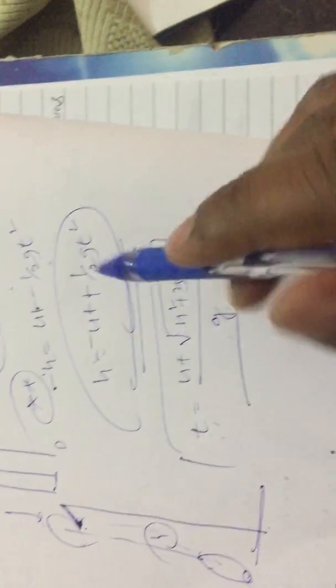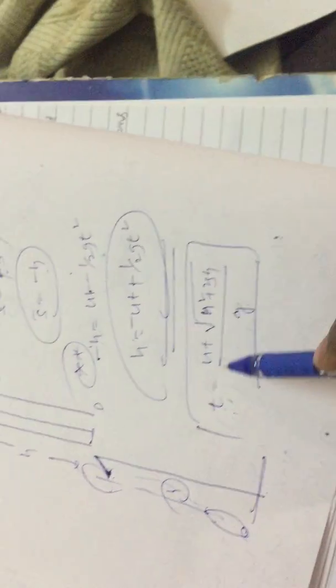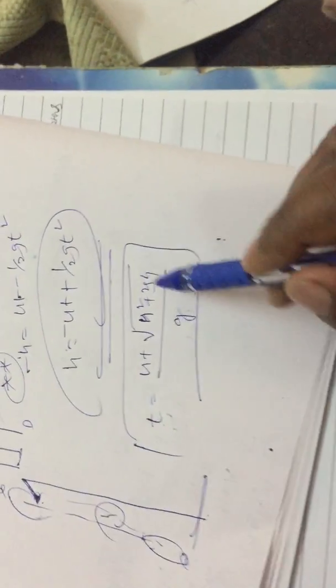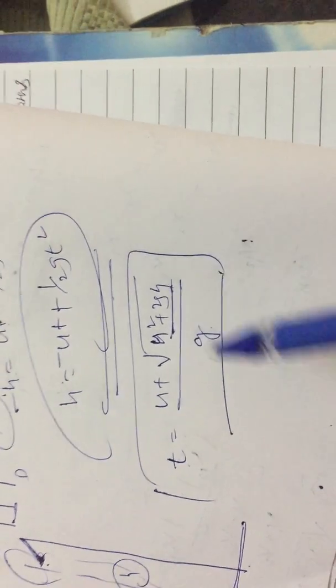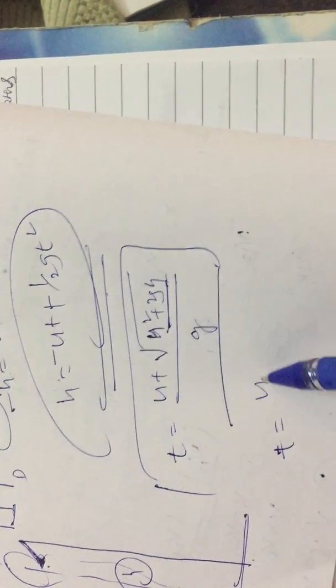This is the formula. Time taken by the body to strike the ground is u plus root of u square plus 2gh, by g. Root of u square plus 2gh is the final velocity. So t equals u plus v by g. This is the particular case, and you can understand this point.